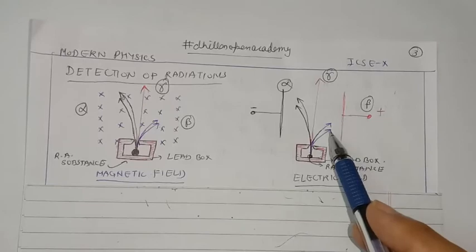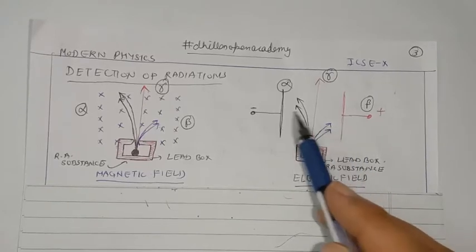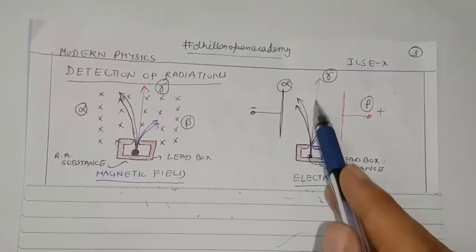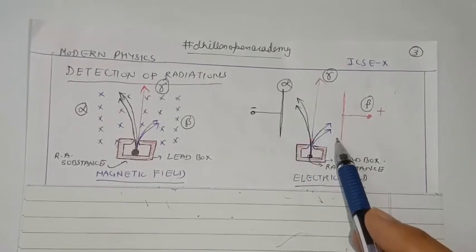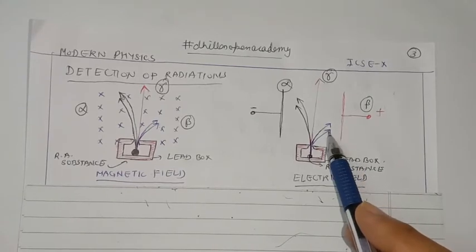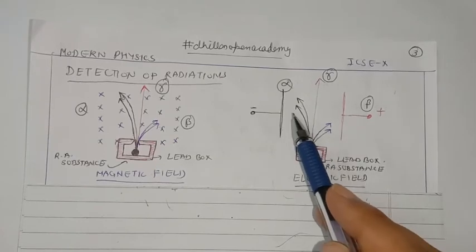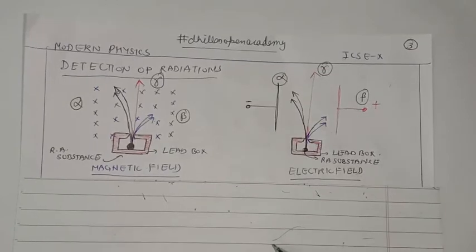So this positively charged plate attracts the negatively charged beta particles. This negatively charged plate attracts the positively charged alpha particles, whereas the neutral gamma radiations pass as it is. Again you can see deflection in alpha is less, more in beta. The reason is the same: beta particles, because they are electrons, are lighter, they get deflected easily, whereas it is difficult to deflect the alpha particles because they are heavier.